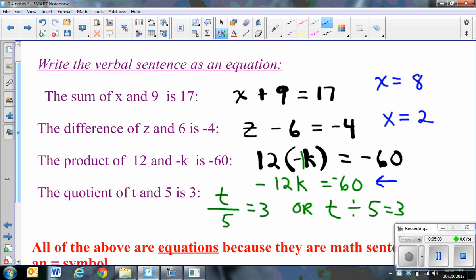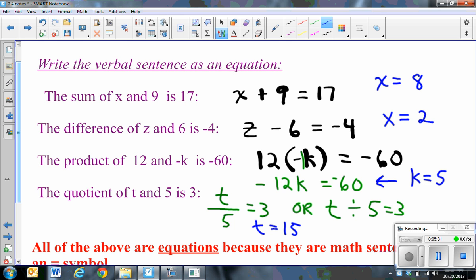Looking at this one here. What number, when multiplied by negative 12, will give us negative 60? If you're thinking 5, you're right. So k is equal to 5, since negative 12 times 5 is negative 60. And the last one, t divided by 5 is 3. We need some number such that when we divide it by 5, we get 3. And 15 is our answer here. So we write t equals 15.